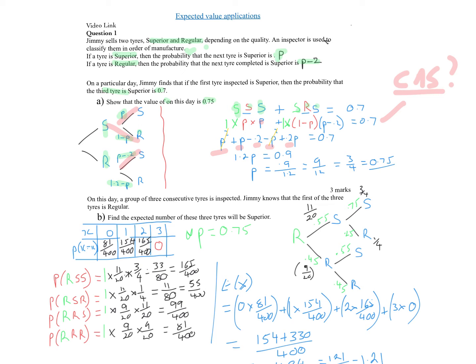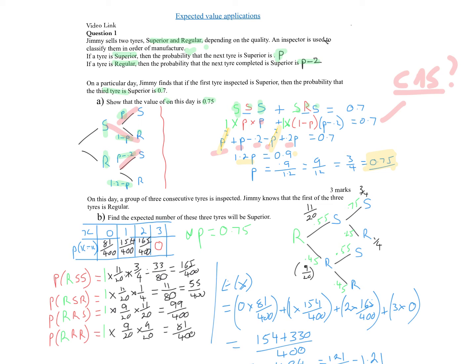So straight away, hopefully you can see that my P squareds go, which makes life a lot better. Group my P's together and I get 1.2P. Take my 0.2 across to the right-hand side and I get 1.2P equal to 0.9. So I end up with P equaling 0.9 on 1.2. Multiply top and bottom by 10, that makes it 9 over 12, which is 3/4, which is 0.75, which is what we were looking for. So there's my P value of 0.75.